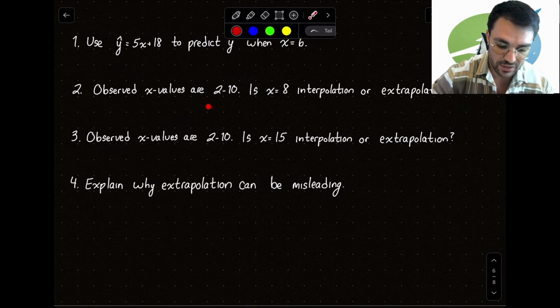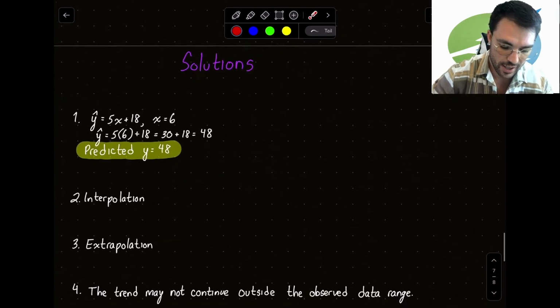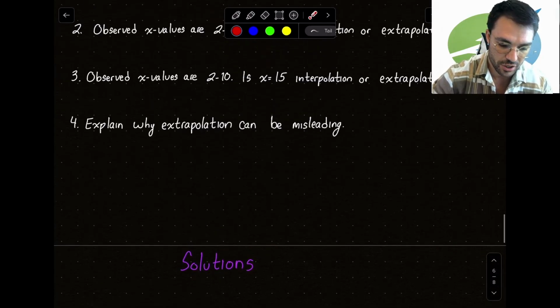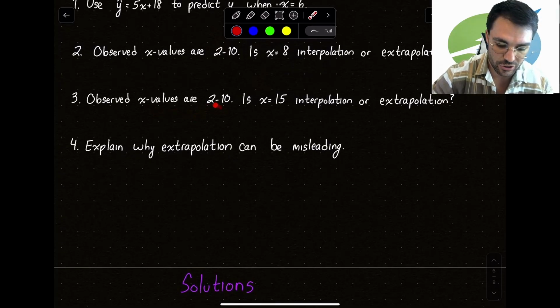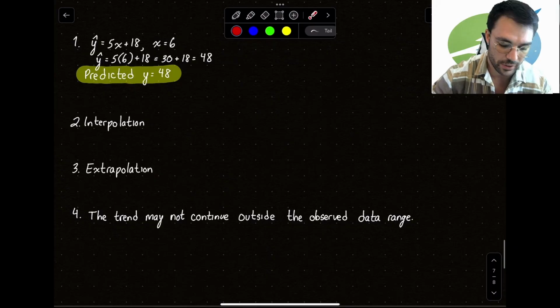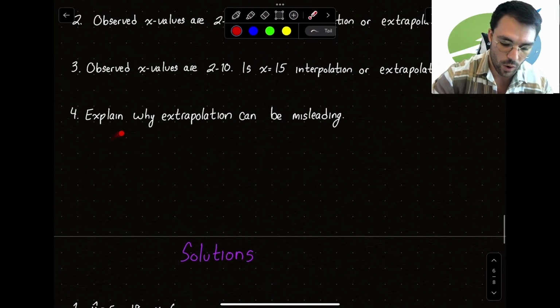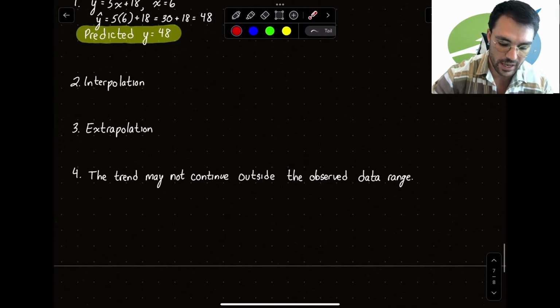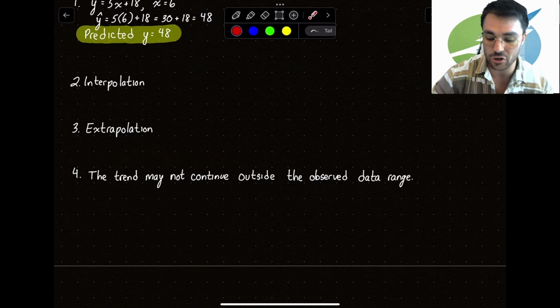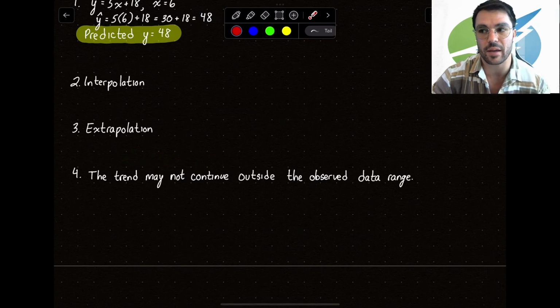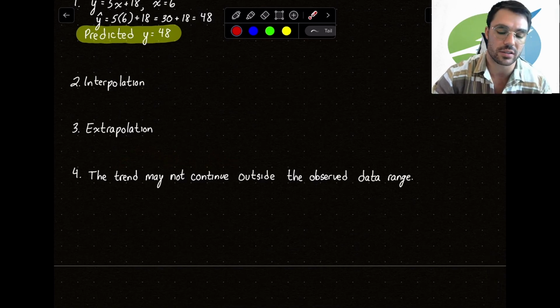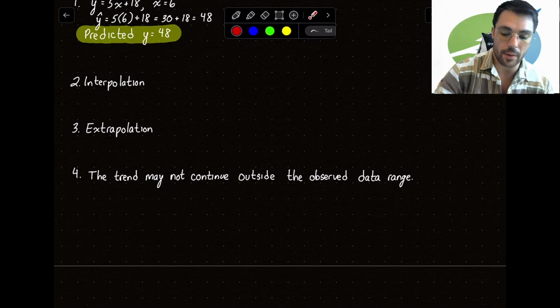Two, if the observed x values are 2 to 10, x equals 8 is within that range. That's interpolation. Three, again, x values are 2 to 10. x is 15. That's outside the range. That's extrapolation. And four, extrapolation can be misleading because the trend may not continue outside the observed data. Like the example I gave before, you can't have more than 100 on a test score. Cool. All right. Easy peasy.